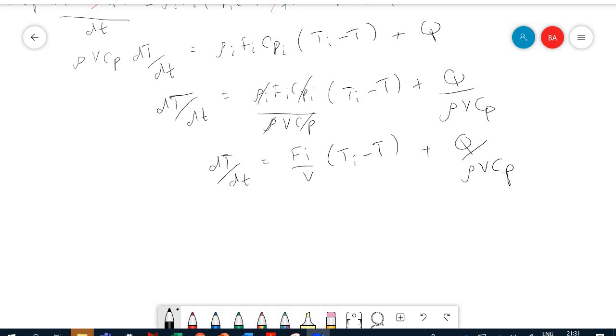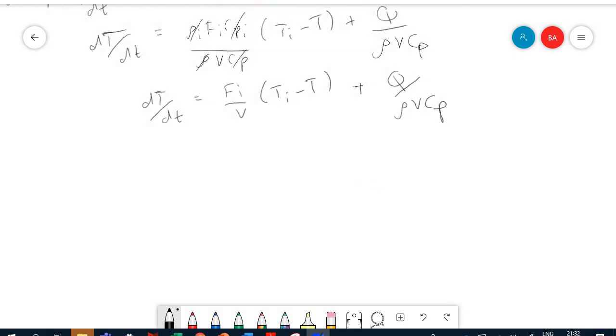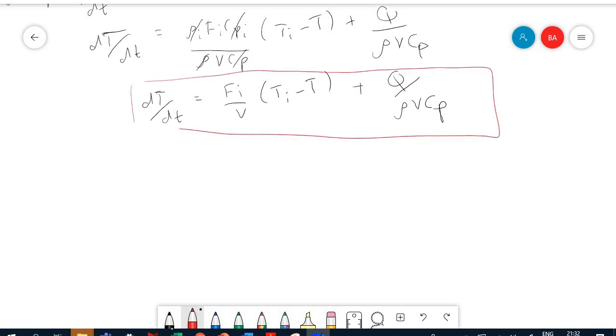Great, and actually this looks very similar to the d concentration by d time is equal to Fi over V into Cai minus Ca plus the rate of reaction. It's good just to look how similar they are. It just helps in memorizing the equation. So that is the equation that we are obtaining here in a very beautiful format. So I'm having one more equation. If you can recall, we had 8 equations. This is like the 9th equation that we have, dT by dt. Well, not to forget, we still have Q. We still have Q to find out.